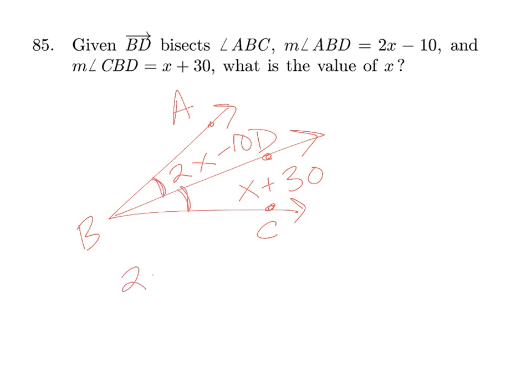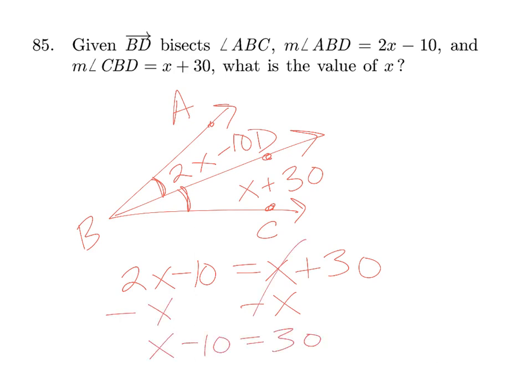So that means I could set 2x minus 10 equal to x plus 30. So here I'll subtract x. Then I get x minus 10 equals 30. Here I'll add 10. And I get x is equal to 40. Done.